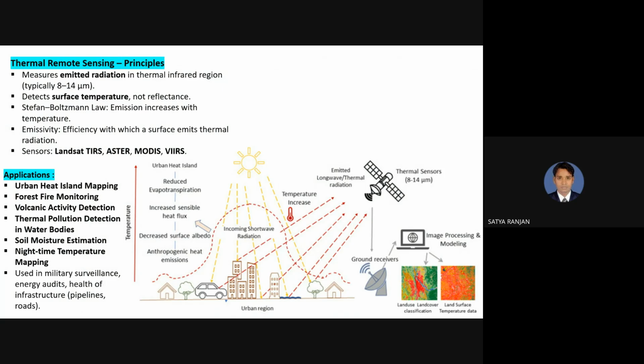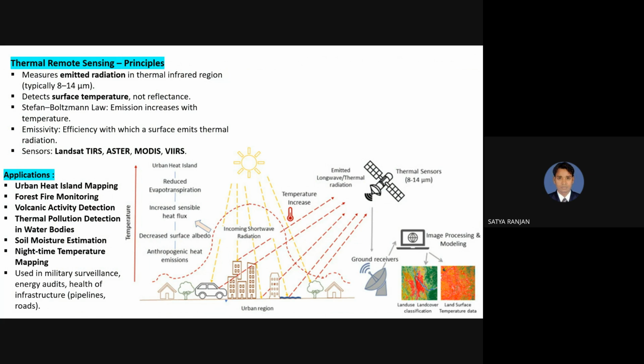Some sensors are there, that is Landsat TIR, thermal infrared sensing satellite, that is TIR, then ASTER data, MODIS data, VIIRS data. These are available with different bands.